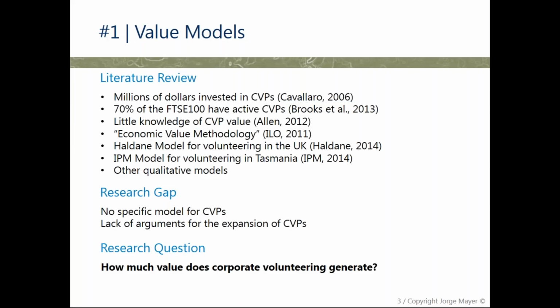first I began to study some value models. We have millions of dollars invested in corporate volunteering. A lot of the big companies have it. There's little knowledge of its value. And I found two quantitative methods for volunteering. They are not for corporate volunteering itself, but they are for volunteering in general in countries. It's the Haldane Model for the UK and the IPM Model for Tasmania.